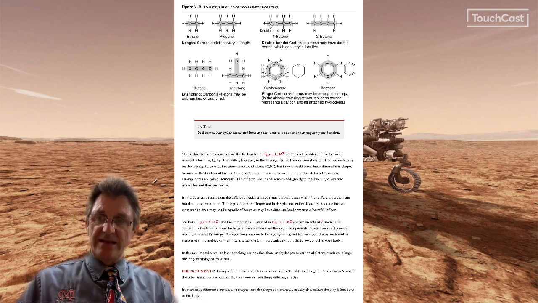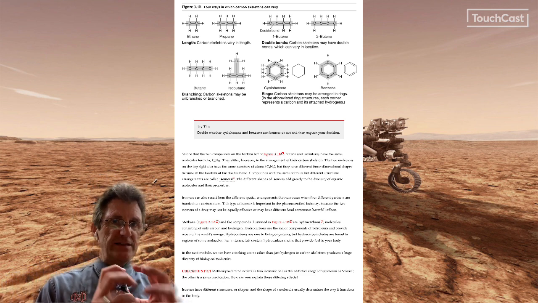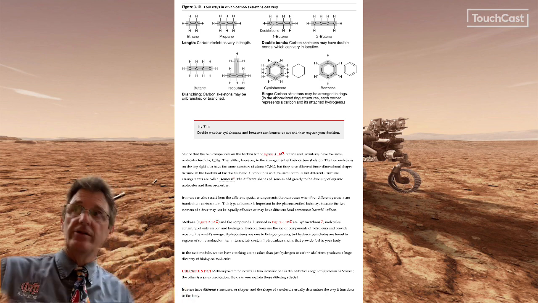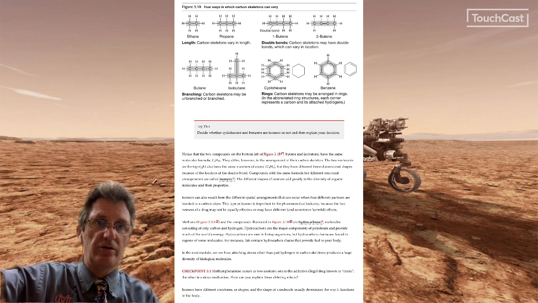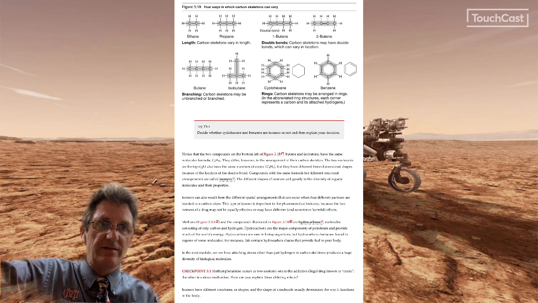So isomers have the same chemical formula, a different physical way that they're put together, and they're going to have different chemical and physical properties because of their different shapes.